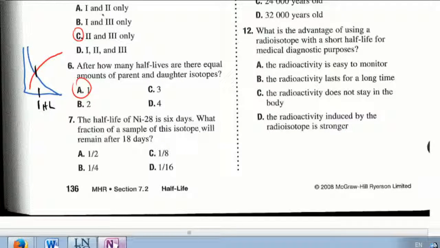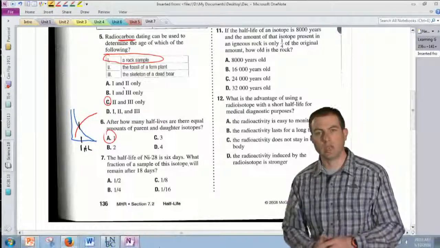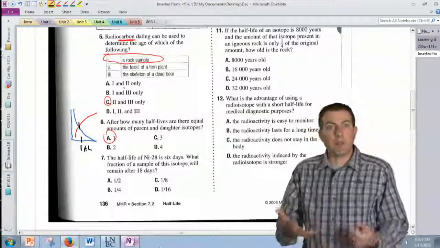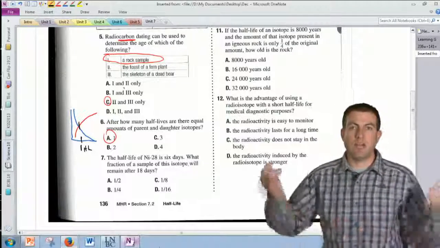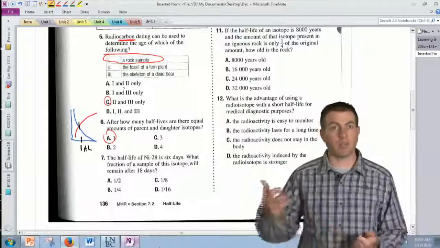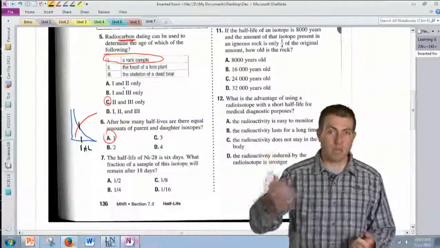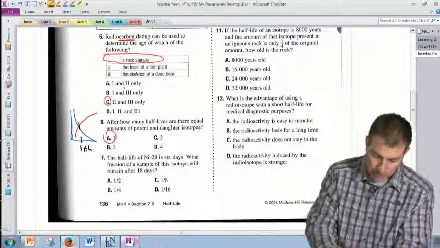6 days, what fraction of the sample isotope will remain after 18? One thing with questions like this that sometimes students get caught up with is that there's no amount. You're like, oh my goodness, I don't know how much I'm starting with. How am I going to do this question? Well, it doesn't really matter. It's either half of what's there, a quarter of what's there, an eighth of what's there. It doesn't really matter what it is.